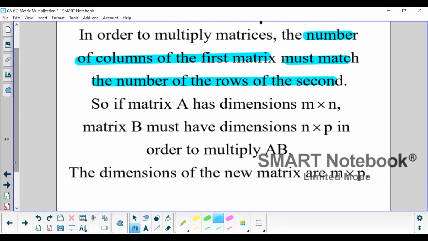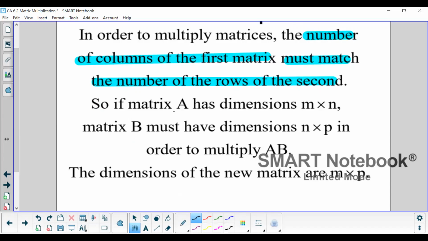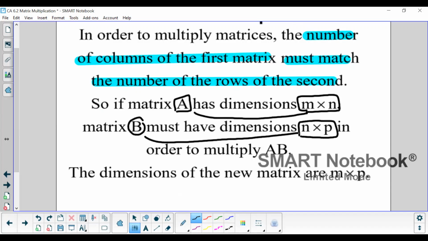So if matrix A, so we've got two random matrices A and B, okay? So if matrix A has these dimensions, M times N, right? Some random number of rows, some number of columns. Matrix B must have these dimensions, where the second number of the first one matches the first number of the second when you're comparing their sizes or dimensions or their order, okay? You see how in both positions it has an N? That means it's the same number.